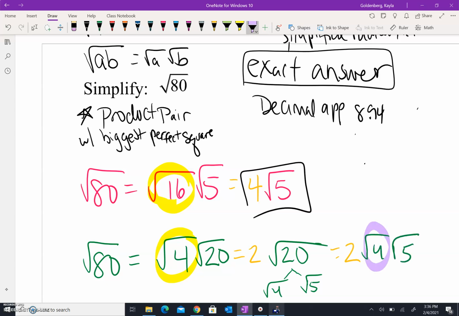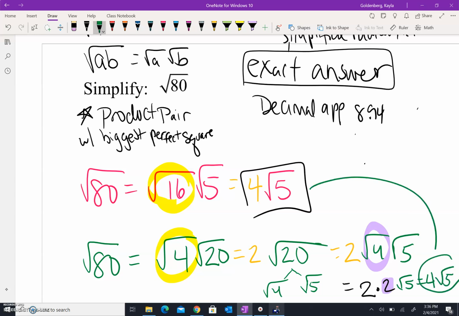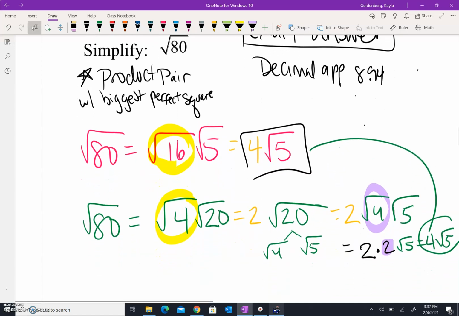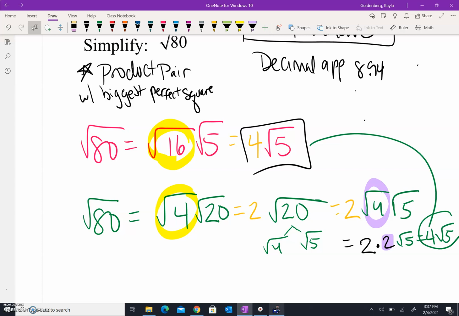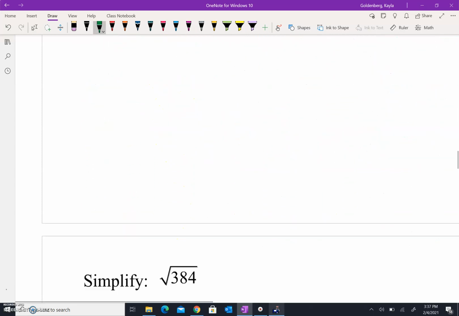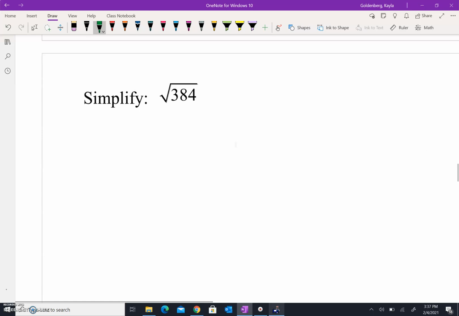The square root of 4 is a perfect square. That's why I picked it. So it's going to be 2 times 2, right? The square root of 4 is 2 times the square root of 5. Notice that's going to simplify. The 2 times 2 is going to give us that 4 square root of 5, just like we had before. So either way, you'll get to the same answer. If you pick a smaller perfect square, not the biggest one, you're going to have a little bit more work along the way. Okay, this one's kind of tricky.